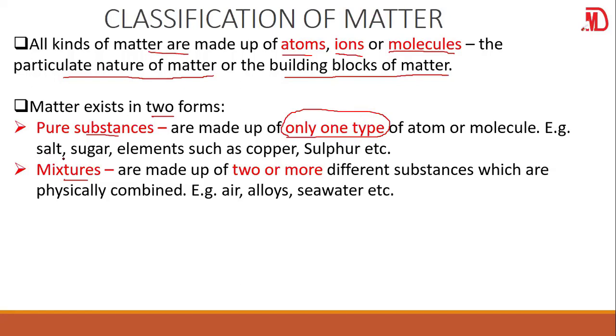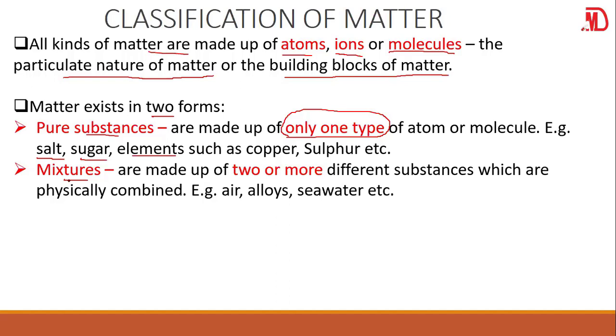Example is what? Your table salt. Look at the salt in your house. It's made up of only what? Salt. It's not a mixture, right? Sugar can be an example. Elements, such as copper, sulfur, any kind of element are all what? Pure substances. So you can talk about helium, carbon, oxygen, hydrogen, nitrogen, whatever you mention. They are all examples of pure substances. Why? Because they are made up of what? Only one type of atom or molecule.